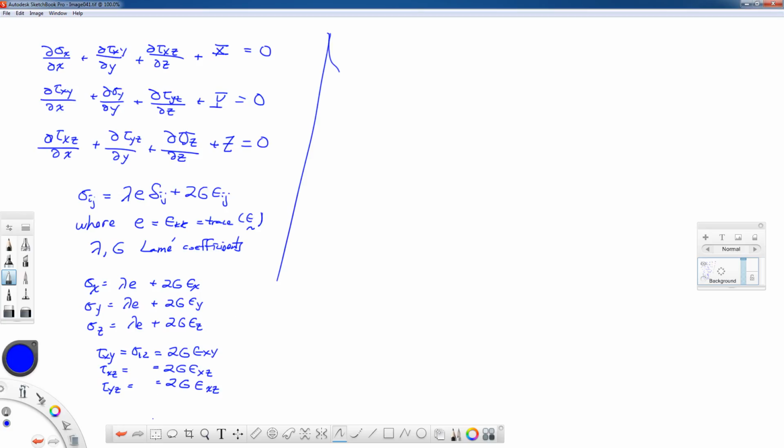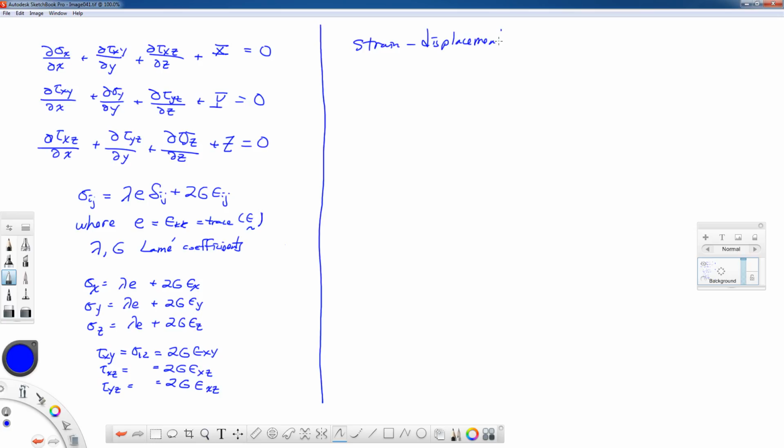The other thing that we'll need are strain displacement relations. We'll go ahead and write those down as well. We will be looking at small displacements. We'll have the small displacement assumption, which is suitable for this discussion. So we have 1/2 the partial of ui with respect to xj plus the partial of uj with respect to xi.